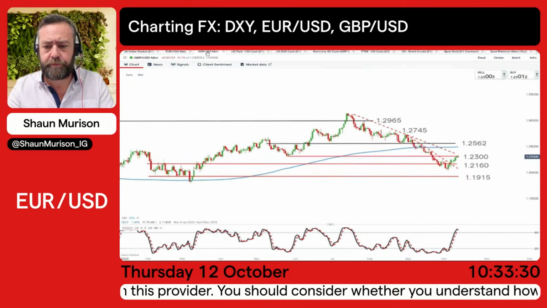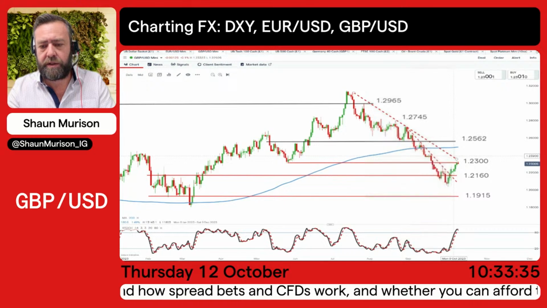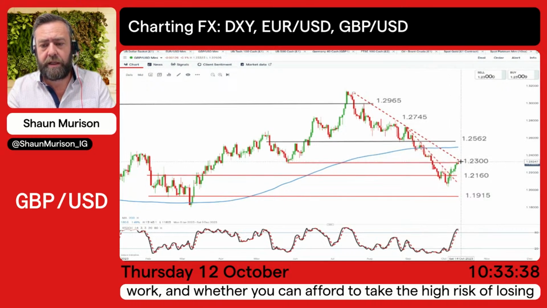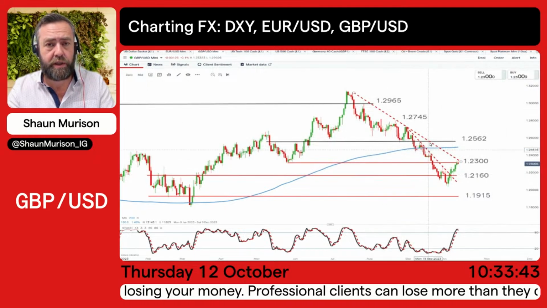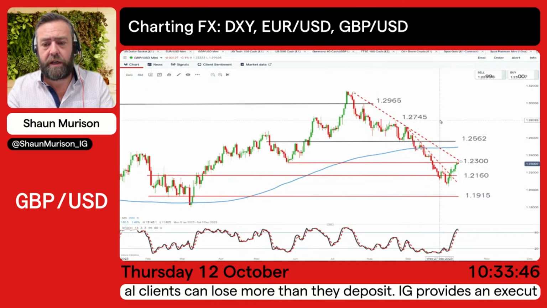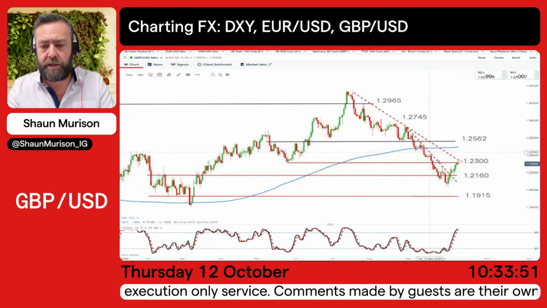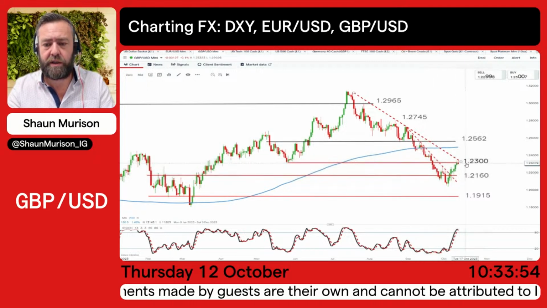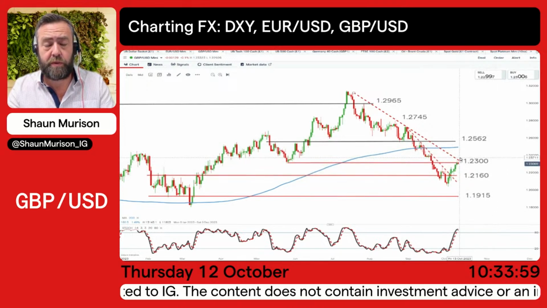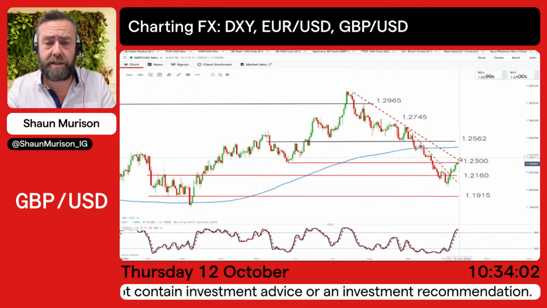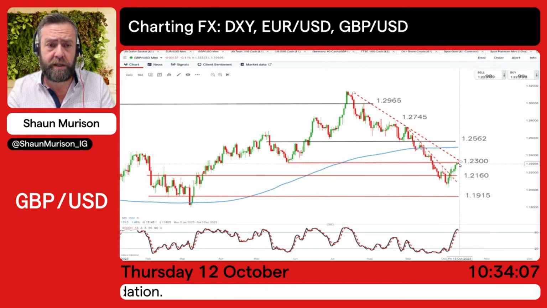Now, the picture on cable, not too dissimilar. But we are testing resistance at this point in time, both horizontal and trend line resistance. Previously, we talked about the steepening downtrend, so there was some acceleration to the downside, so pound weakness, dollar strength. But cable has started to reverse since then, broken above that initial trend line, and we're finding resistance on this trend line right now. So the bulls want to see a strong close above that trend line resistance before targeting a move back towards about 1.2562.